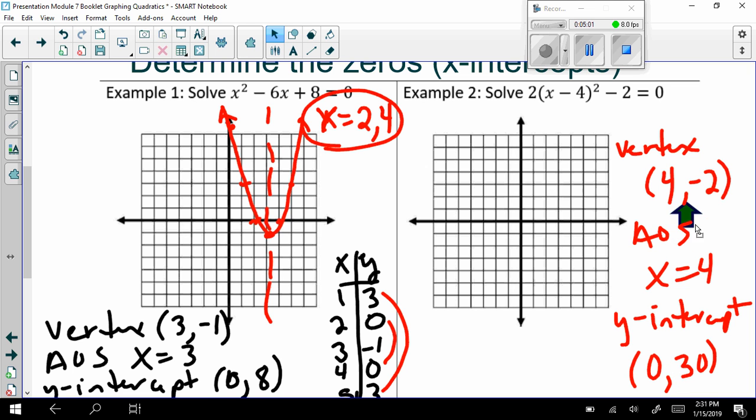So this isn't going to help me. I'm going to go ahead and plot my vertex and my axis of symmetry, and then we'll talk about what we're going to do to fix that problem. So I'm going to go ahead and plot 4, negative 2. So to the right 1, 2, 3, 4, and down 2. And I'm going to go ahead and draw in my axis of symmetry there.